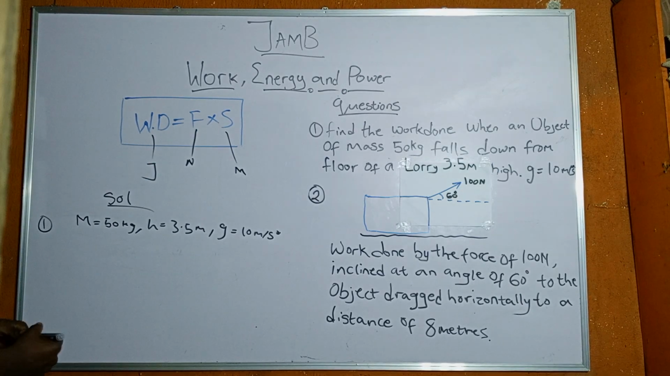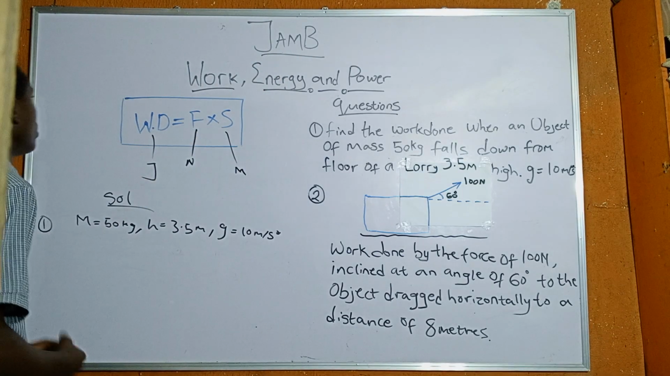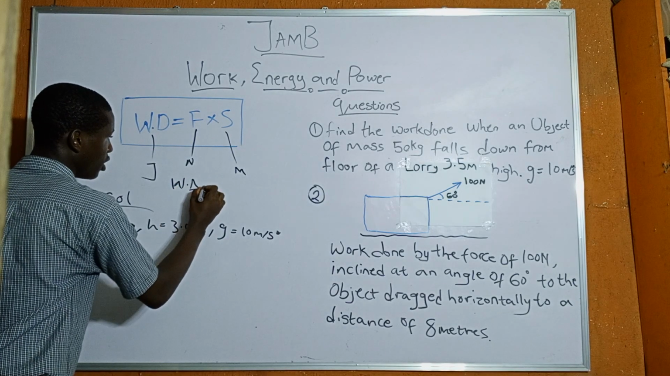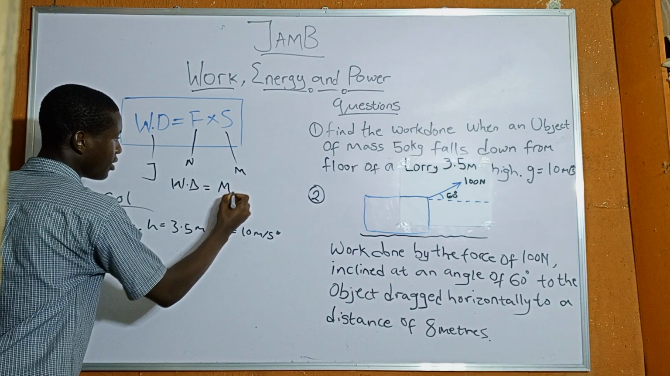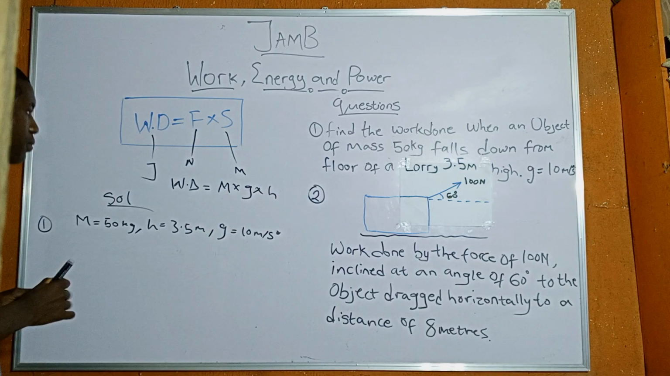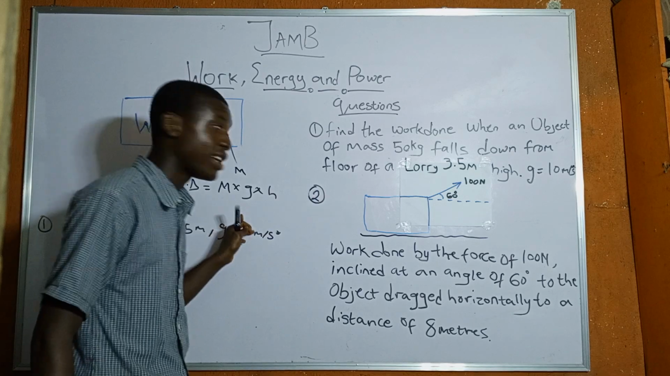But when work is done against gravity, like when something is thrown up or when something falls, work done, WD, will be equal to mass multiplied by gravity multiplied by height. And we have a question which will be needing these formulas.